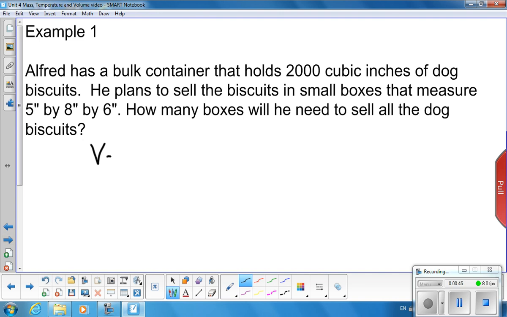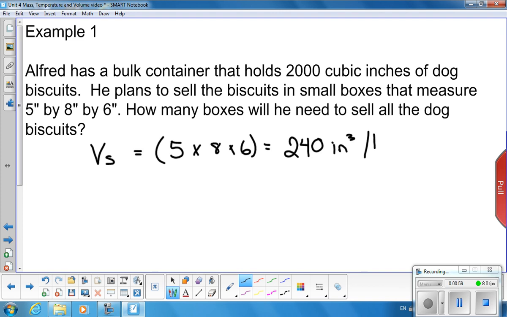So I figure out the volume of the small box is going to be equal to the length, which is 5, times the width, times the height. Multiplying that out gives me 240 cubic inches per box.